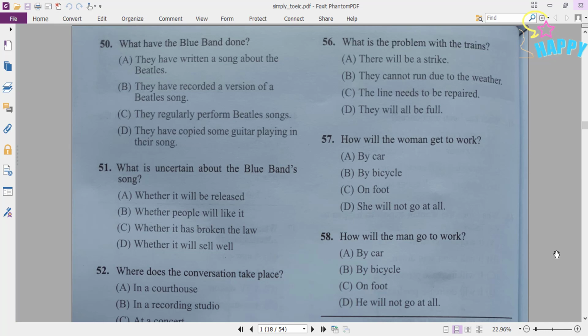Question 56. What is the problem with the trains? Question 57. How will the woman get to work? Question 58. How will the man go to work?